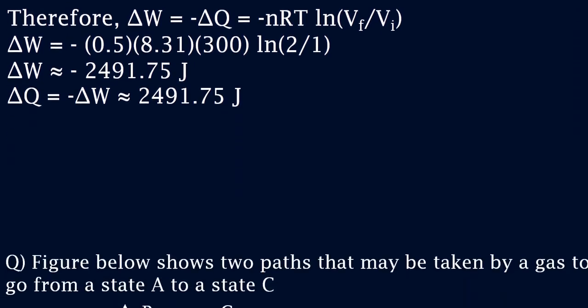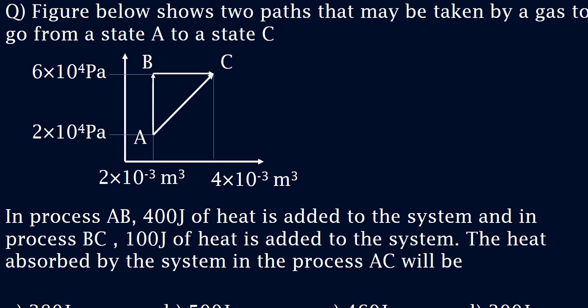Figure below shows two paths that may be taken up by a gas to go from state A to state C. In the process A to B, 400 joules of heat is added to the system, and in the process B to C, 100 joules of heat is added to the system. Then we have to calculate the heat absorbed by the system in the process A to C.